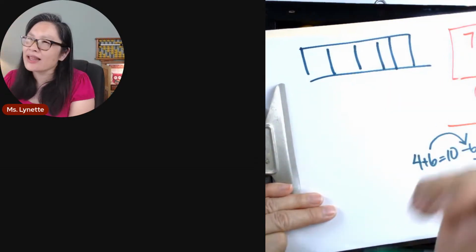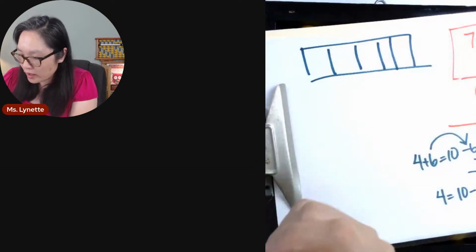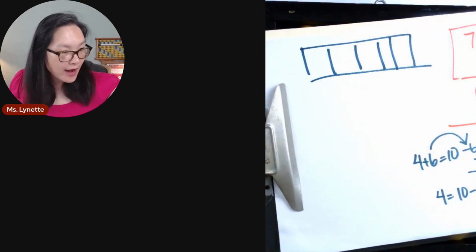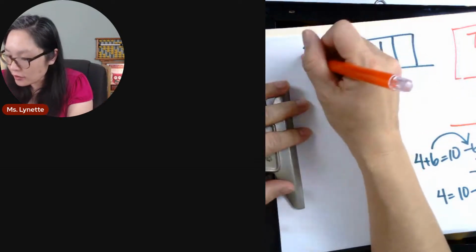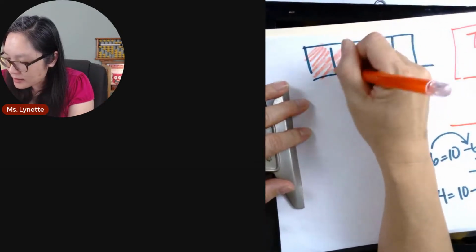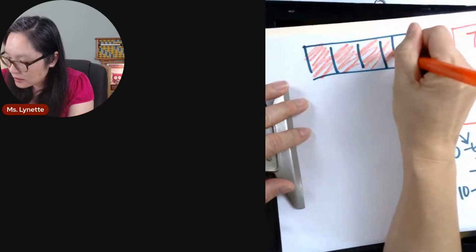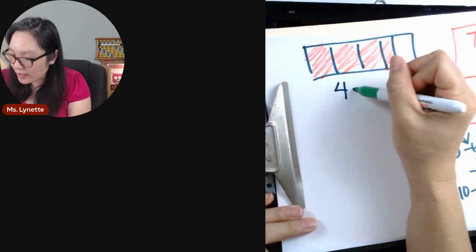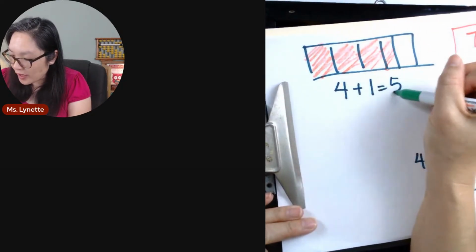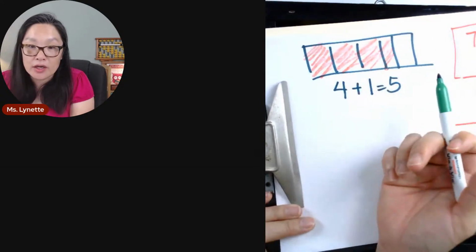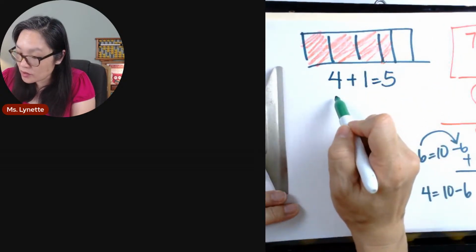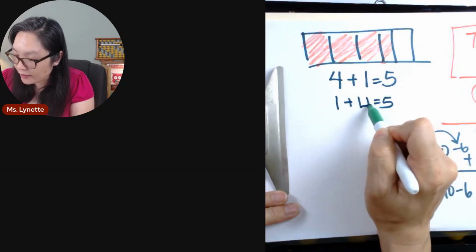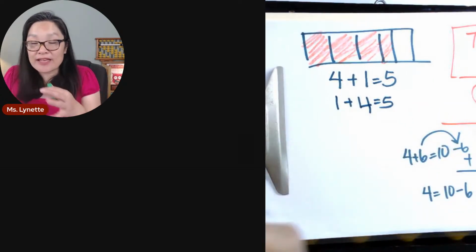You will notice, I think they started in kindergarten, where they talk about, okay, if I color in four boxes, how many boxes are left? So children will know that 4 plus 1 is equal to 5, right? That's as far as it goes. The school also does 1 plus 4 is equal to 5. Well, that's great. That's fantastic.